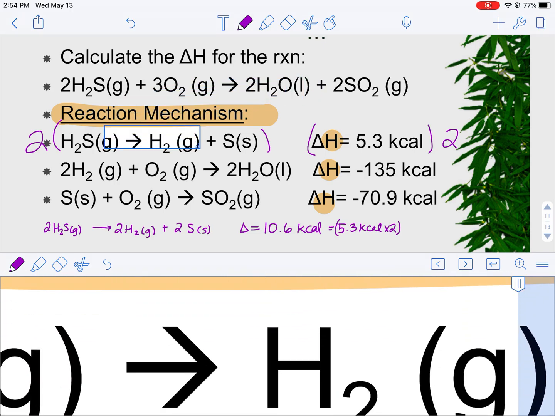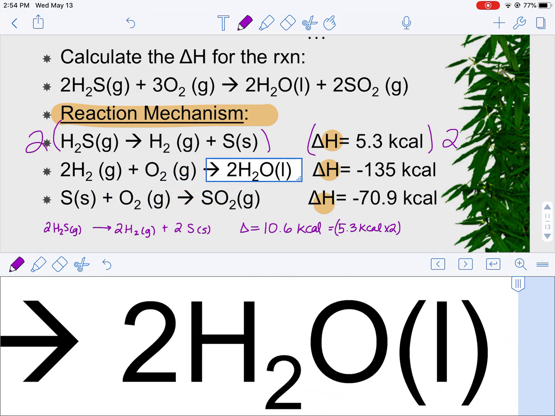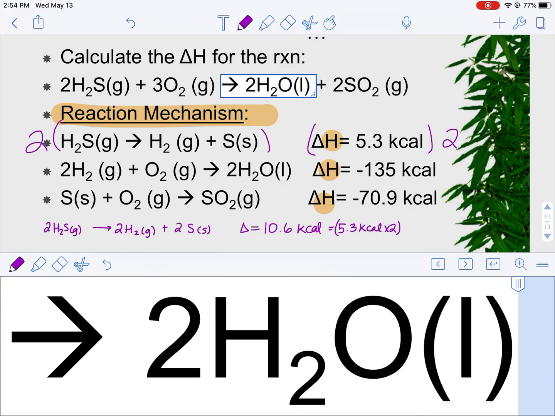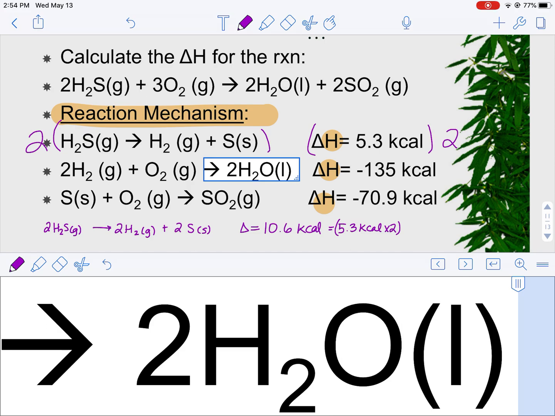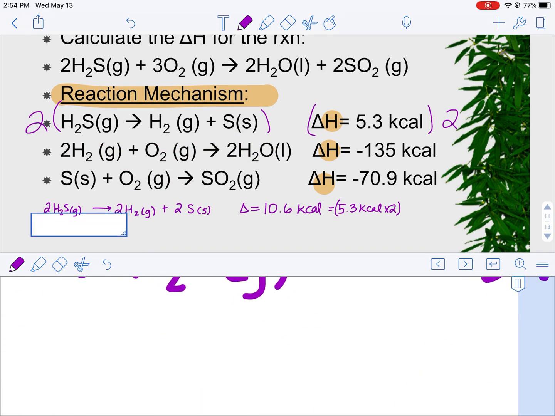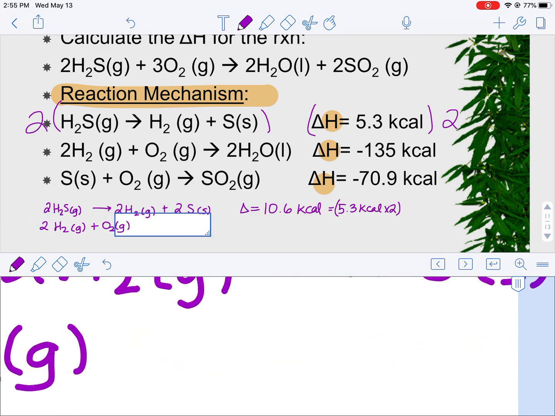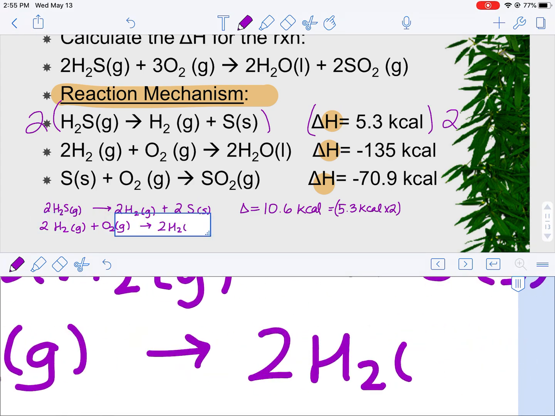Again, let's find where H2O is in our reaction mechanism, and I find it here in the second step. Water is a product in the mechanism. It's a product in the overall. The overall reaction requires 2 moles of water, and the reaction mechanism also produces 2 moles of water. So I'm not going to need to manipulate this reaction in any way. Let's copy it down. We have 2 moles of hydrogen gas reacting with 1 mole of oxygen gas to produce 2 moles of liquid water.